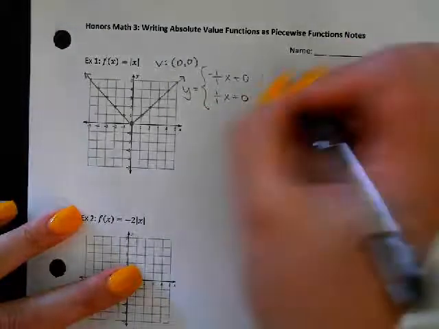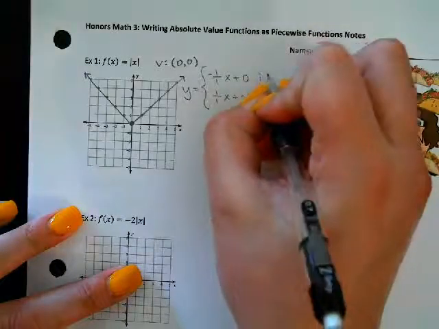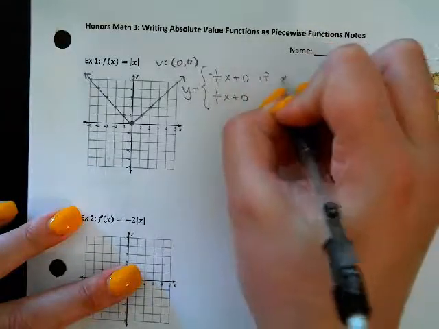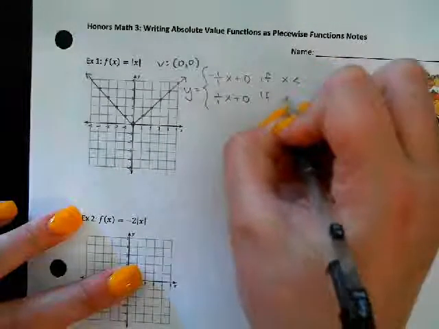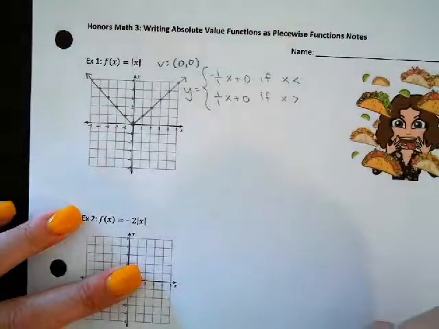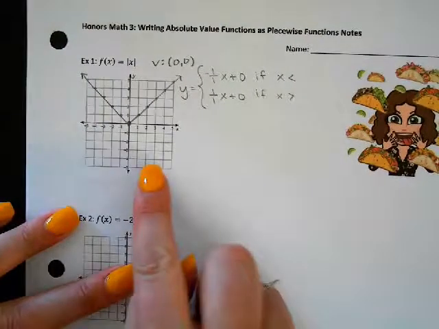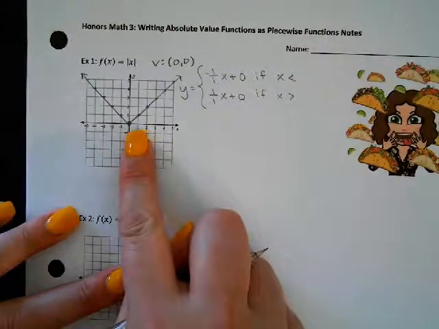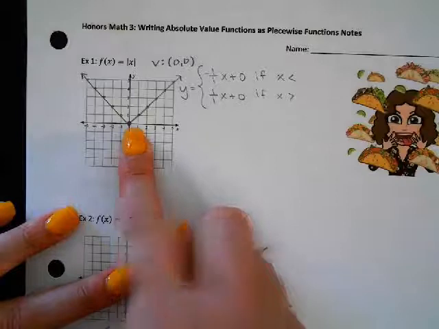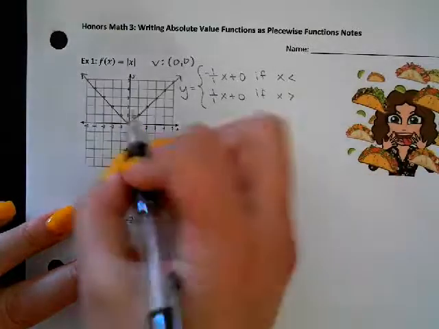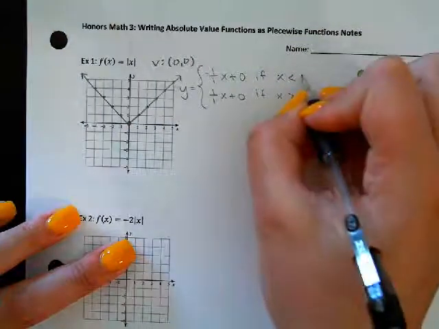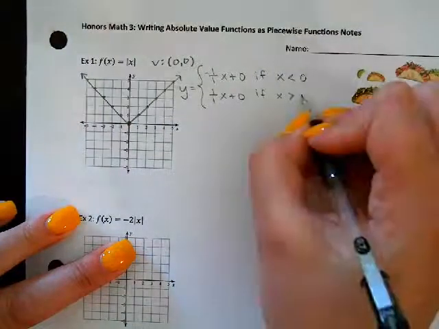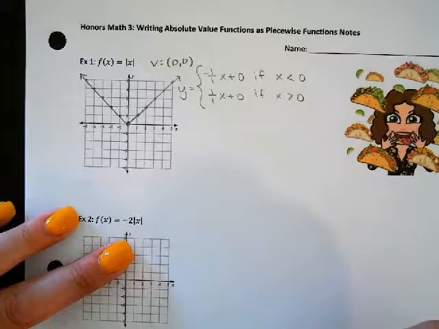And the way that we do that is we say if x is to the left of a certain value, if x is to the right of a certain value. And this is where the vertex comes into play. The vertex is going to tell you what value to look to the left of and to the right of. So here, the vertex is at 0, so you're going to say if you're looking to the left of 0, if you're looking to the right of 0.